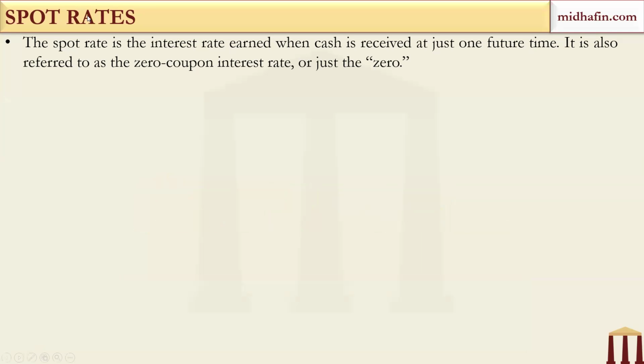First, spot rates. We all know that we will receive cash at just one future time. And what is the present value? In order to find that, we use the spot rates. These are also called the zero coupon interest rates, or just the zero rates or zeros. So it is the interest rate that you earn at one future time, only one period, no intermediate periods are considered.